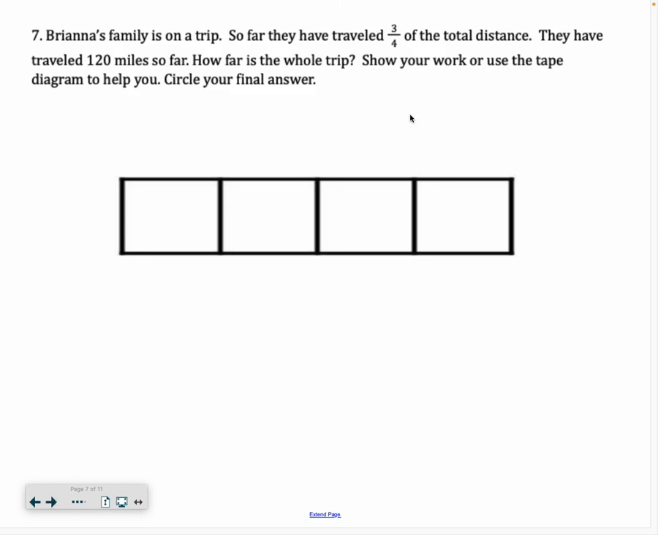Brianna's family is on a trip. So far, they have traveled 3/4 of the total distance. They have traveled 120 miles so far. How far is the full trip?